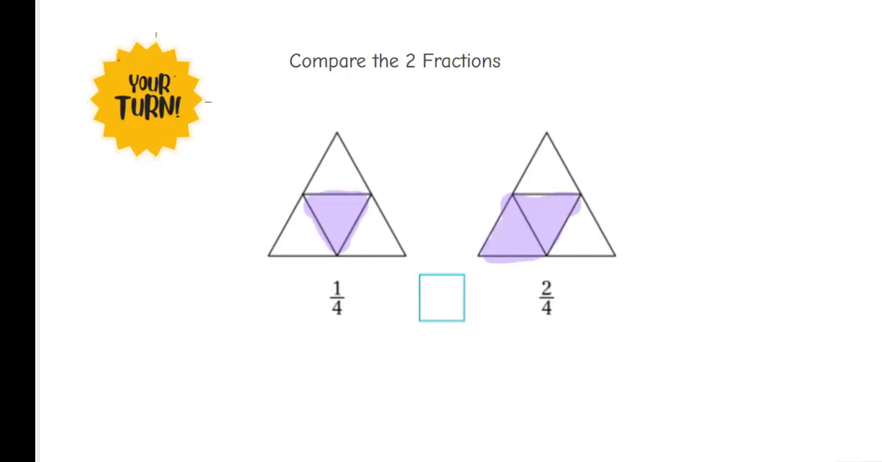I went ahead and colored them in, and you can see that the one on the left takes up less space, so it's a smaller fraction than the one on the right. And therefore, we put in the box 1/4 is less than 2/4. And you can see that. You can also see they both have the same denominator, so we're comparing like denominators and fractions. By the way, anytime you compare fractions, the denominators have to be the same to be able to compare them well.